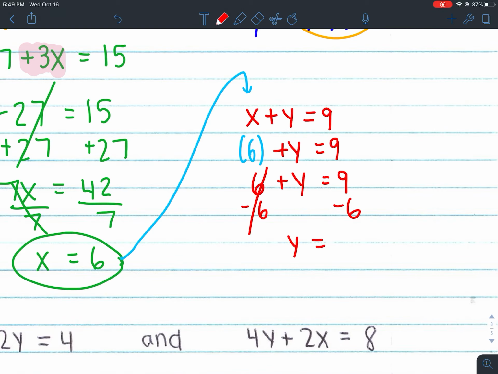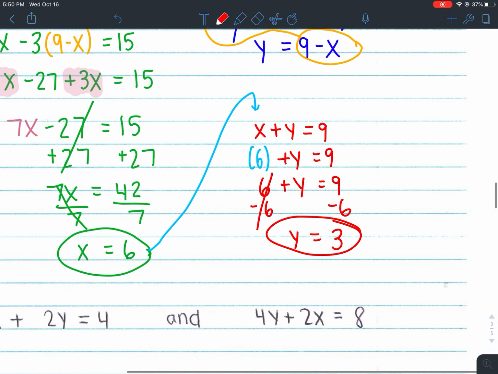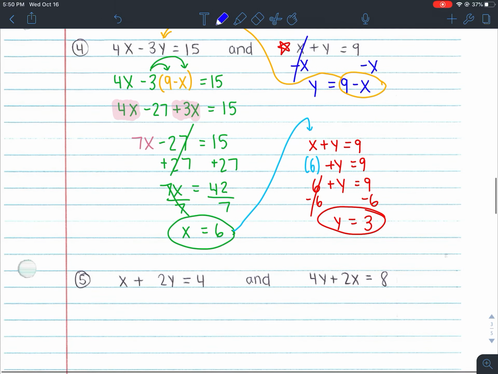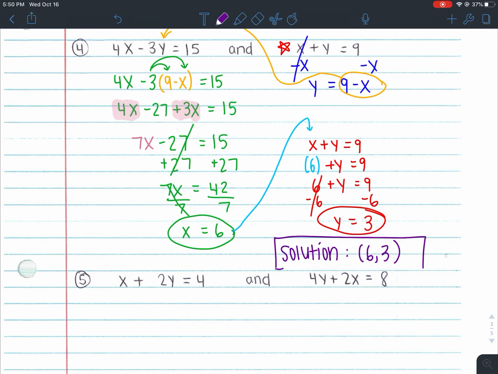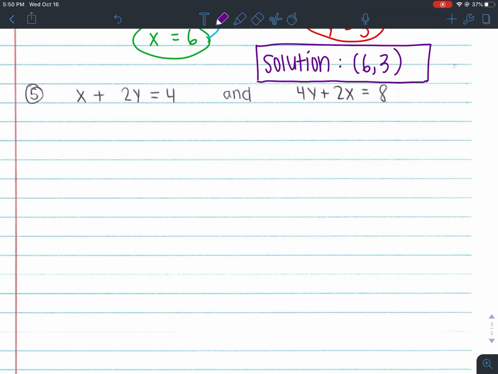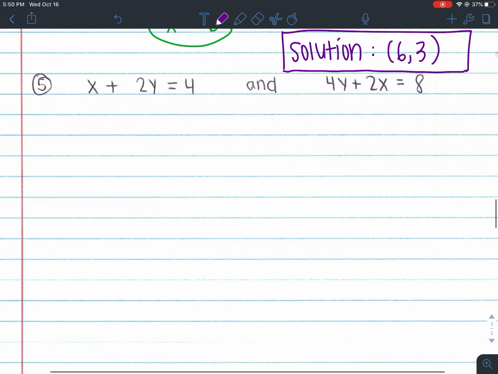Subtract 6 from both sides to get the y by itself. And I get y equals 3, which is the other part of my answer. So what is my ordered pair, or what is my solution? My solution is, remember, it's always x comma y. So it's going to be 6 comma 3. And with this one, if I were to graph it, they would intersect at the point 6 comma 3.